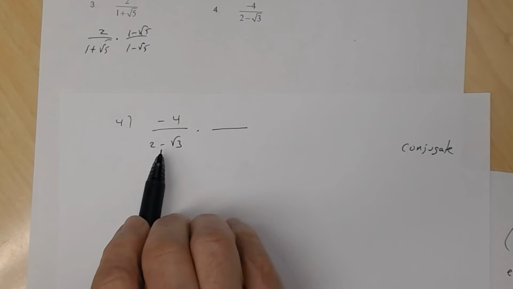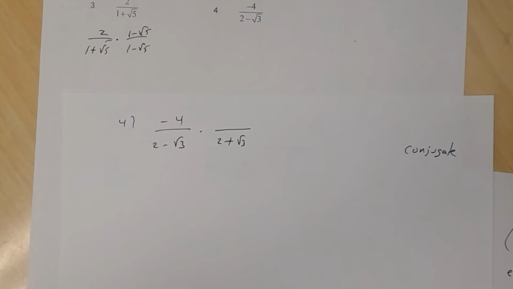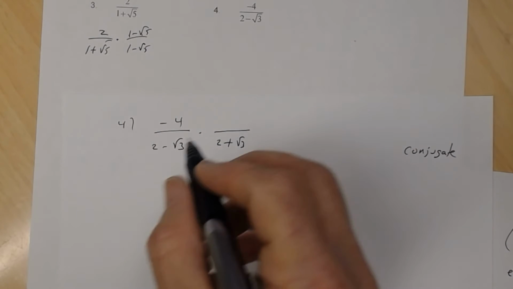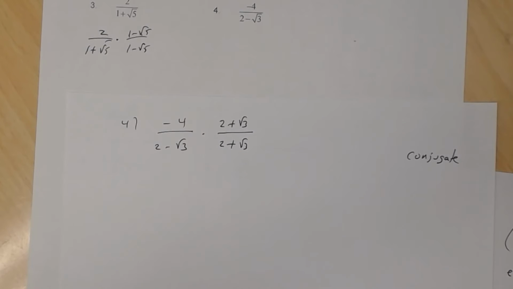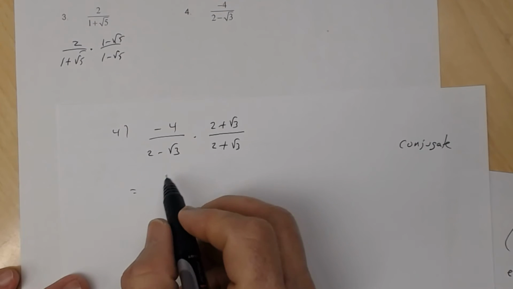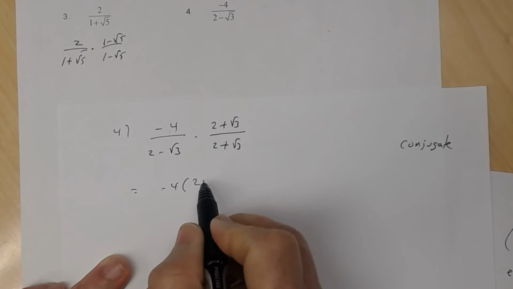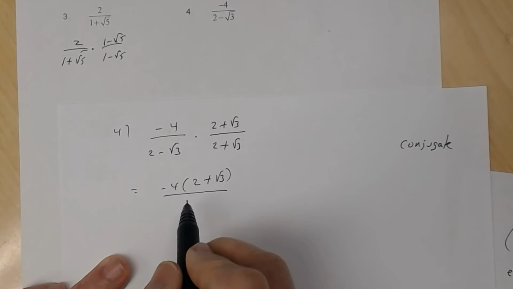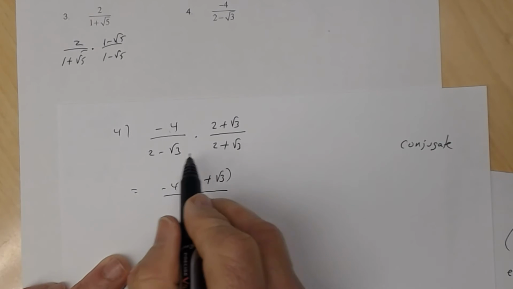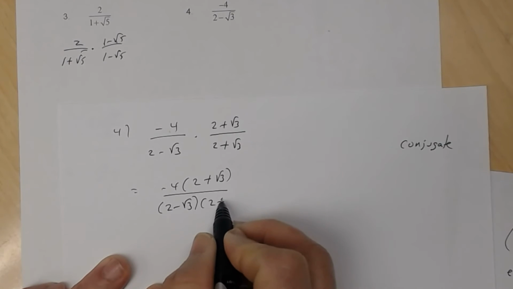And the conjugate of 2 minus the square root of 3 is 2 plus the square root of 3. And so you can multiply both numerator and denominator by 2 plus the square root of 3. All right, and then what you do next is you're going to write this as one fraction. So you're going to say negative 4 times 2 plus the square root of 3. Put that in parentheses because every term here has to be multiplied by negative 4. And then over here, you're multiplying two binomials. So you're saying 2 minus the square root of 3 times 2 plus the square root of 3.